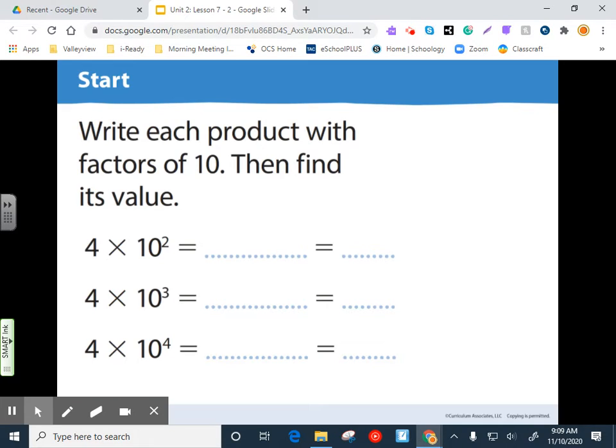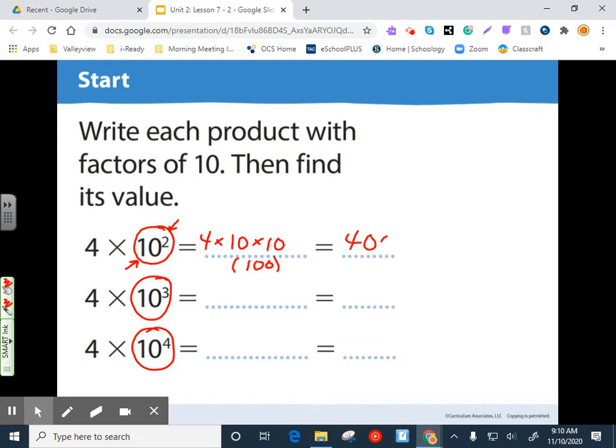For a warm-up today, they want us to write each product with factors of 10, then find its value. Let me show you what they're talking about with this. So we have these base numbers, 10, and then the exponent, which is the 2. Here we have 10 with exponent of 3 and 10 and 4. And what this means is we want to do 4 times 10 times 10. And we know 10 times 10 is 100. So that would be 400.